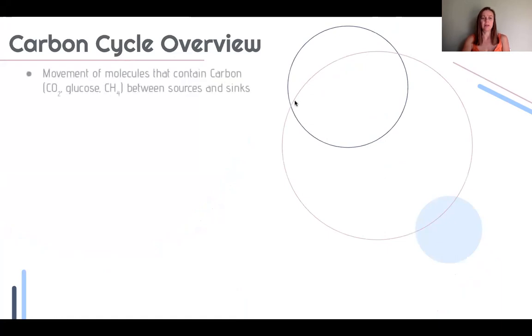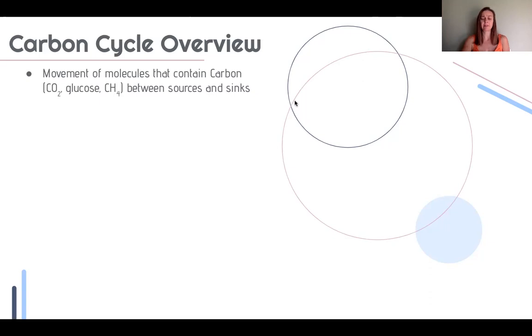When we talk about the carbon cycle, we're talking about the movement of molecules that contain carbon between sources, those are places that generate these carbon-containing molecules, and sinks. And sinks is the term that we use to refer to a storage location for carbon. Really common forms of carbon that we're going to encounter are carbon dioxide, glucose, and methane, or CH4.